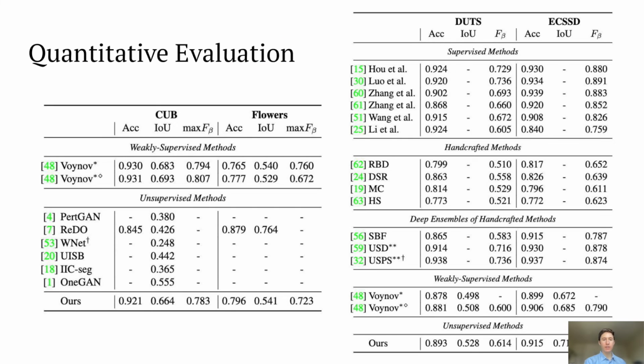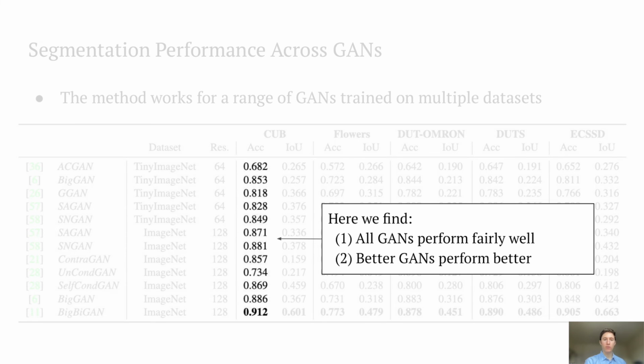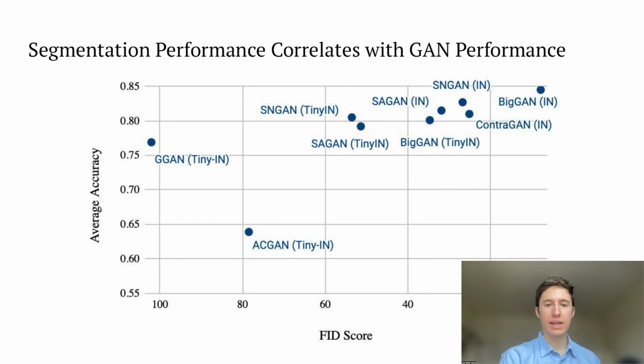So quantitatively, our method outperforms prior methods on 5 benchmarks, despite only being trained on synthetic data. More importantly, our method is agnostic to the choice of the underlying generator. It works well for a wide range of different GANs, with better GANs producing better segmentation results. Here, we can see the clear correlation between GAN performance and segmentation performance, which suggests that our method should also naturally improve as better GANs become available in the upcoming years.